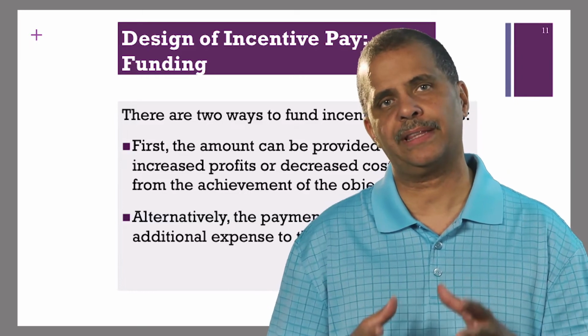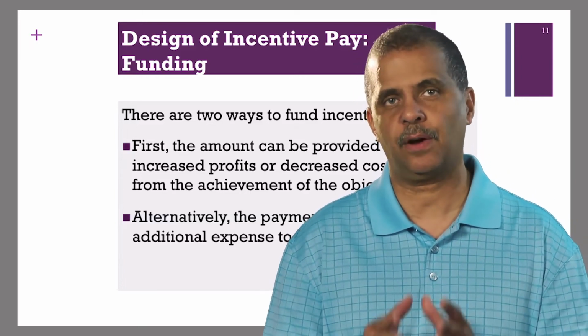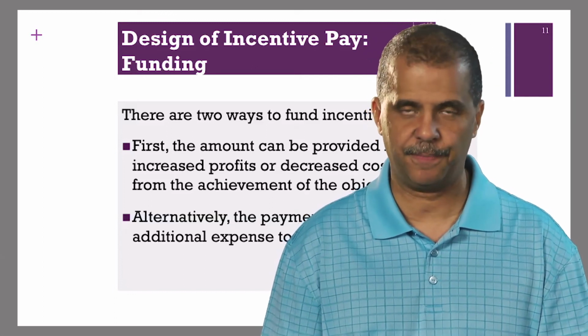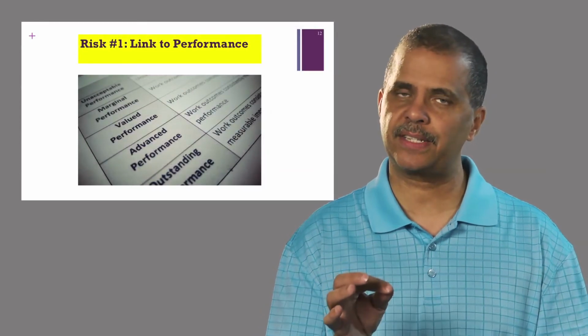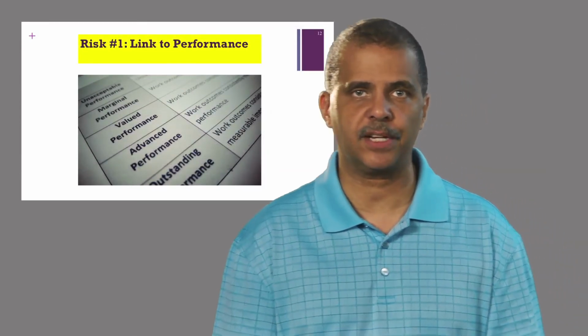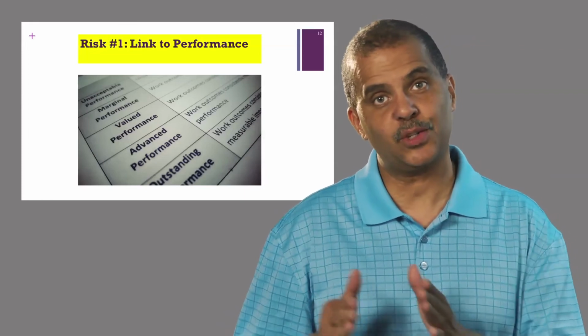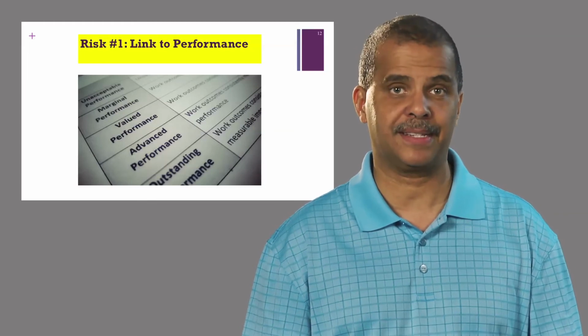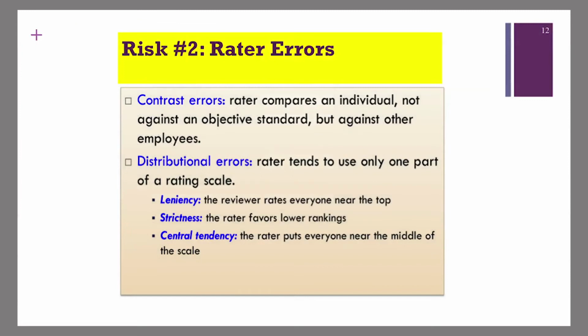So in general, when you look at this funding decision, you want to self-fund because it reduces the risk from the organization's perspective. So let's look at some risks to incentive or variable compensation. Risk number one is this: is it truly aligned with performance at the individual, group, or company-wide basis? It should be, to mitigate that risk. Risk number two: when you're evaluating performance, managers make rating errors. In the rating errors, they're not actually measuring the performance, but there's a lot of noise.